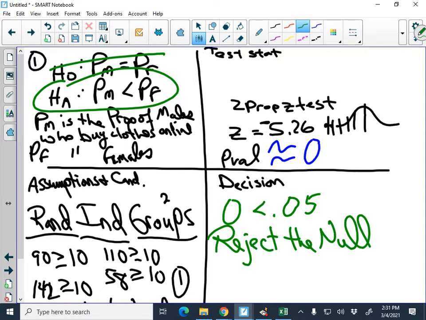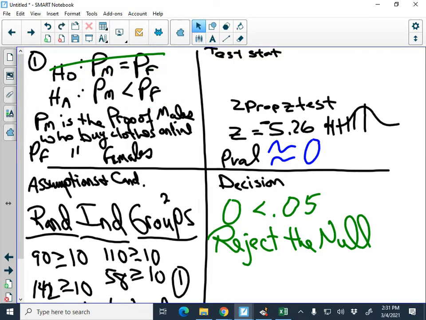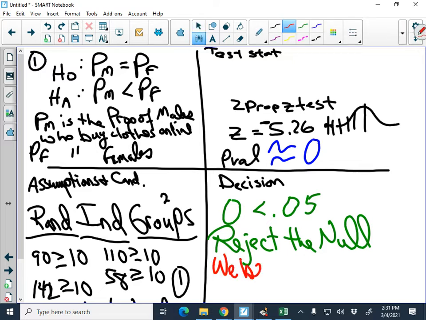So down here we say, therefore, now don't cross that off on your test. You won't get credit for things that are crossed off. I do that for effect so we understand our decision. We believe the proportion of females is bigger than the proportion of males that buy stuff online.